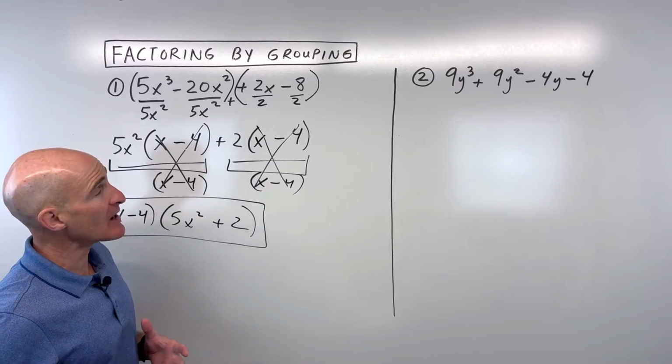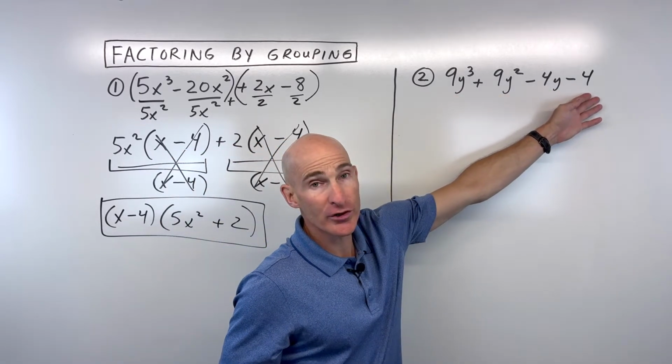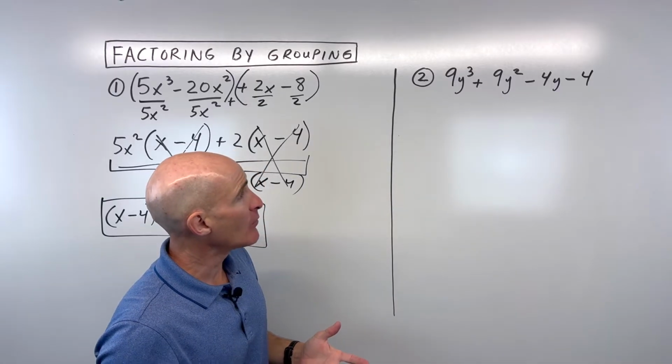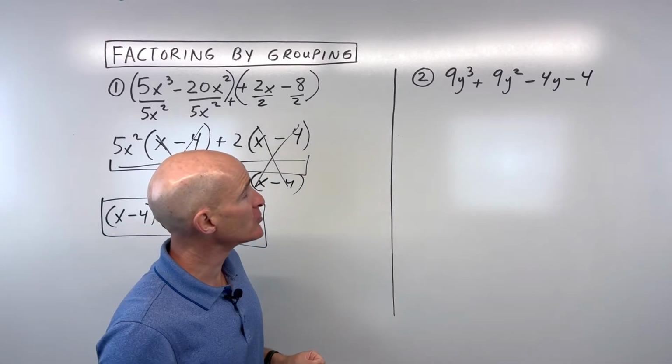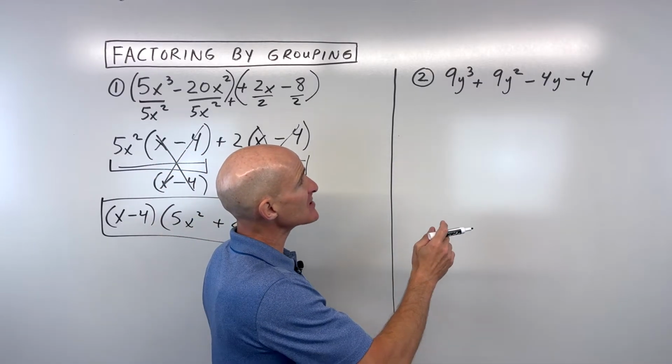Now let's take a look at example number 2. Again, notice there's 1, 2, 3, 4 terms. The terms are separated by a plus sign or a minus sign. And what we're going to do is group the first 2 terms together, group the last 2 terms together. Now, I want to show you some mistakes that sometimes students make.